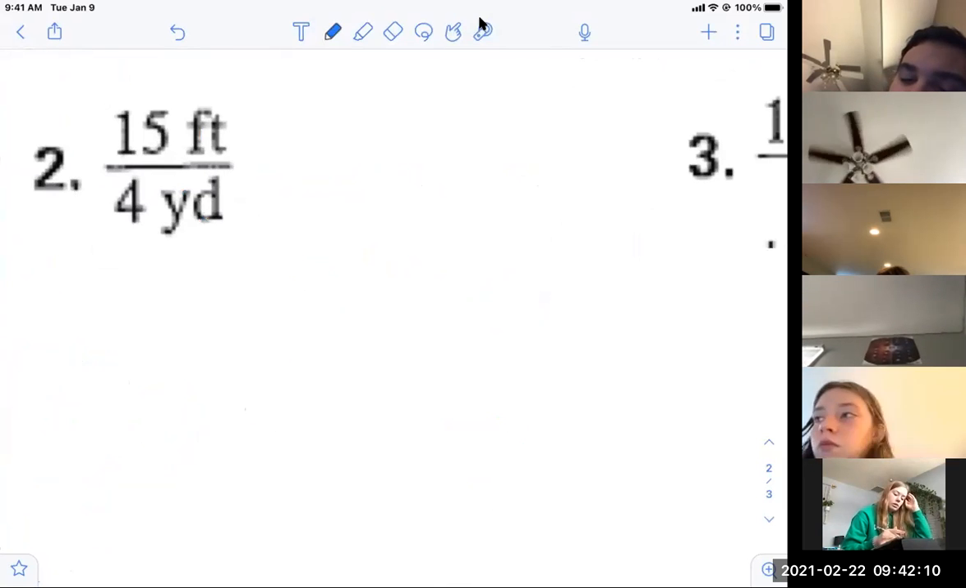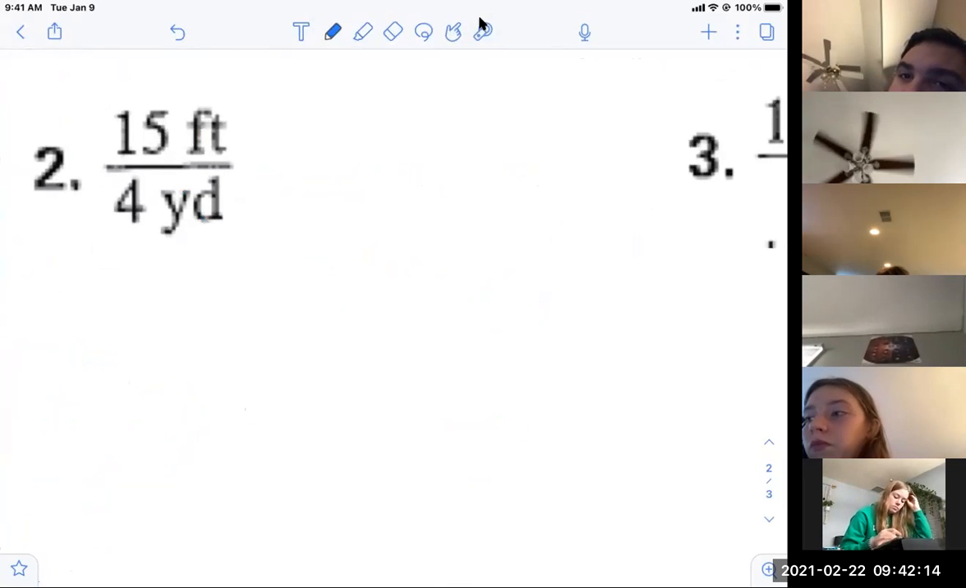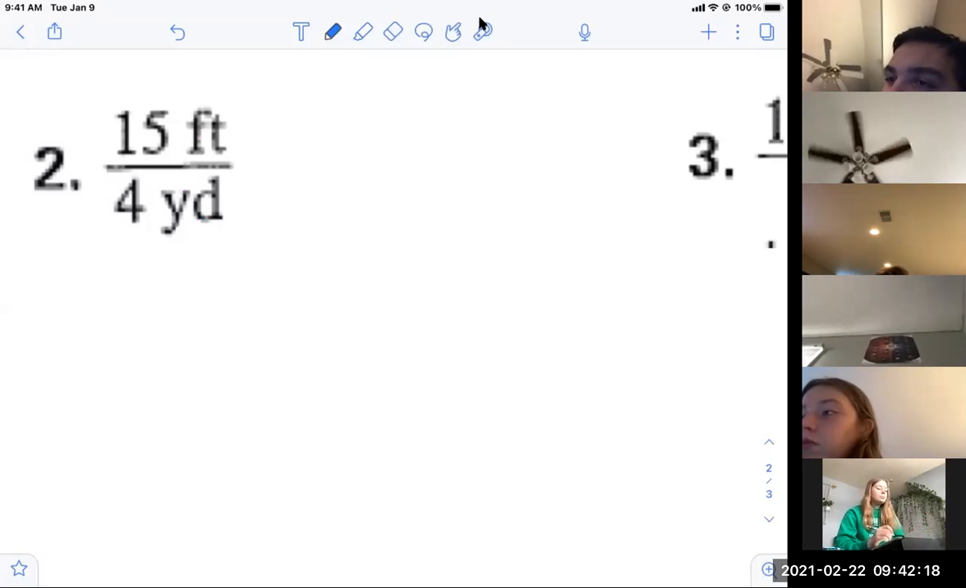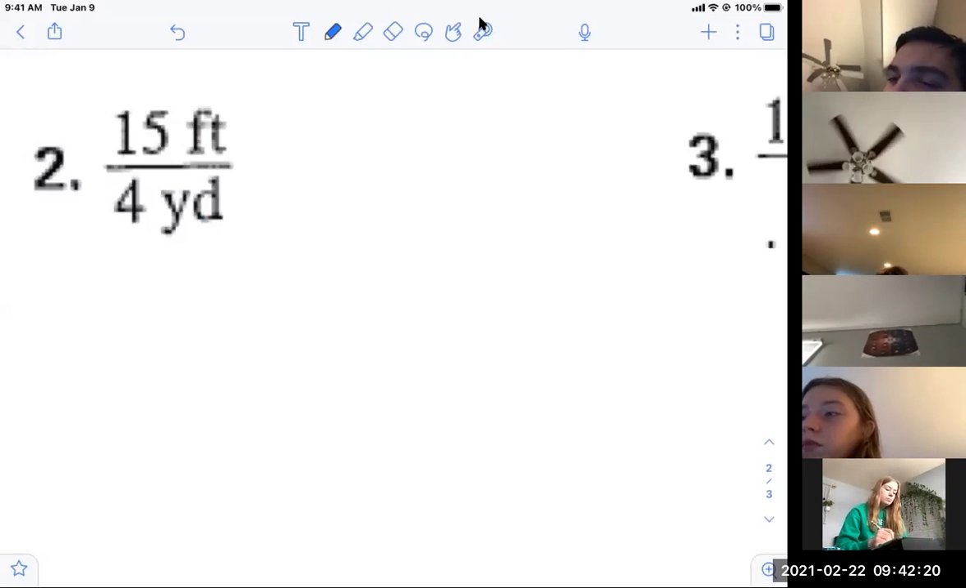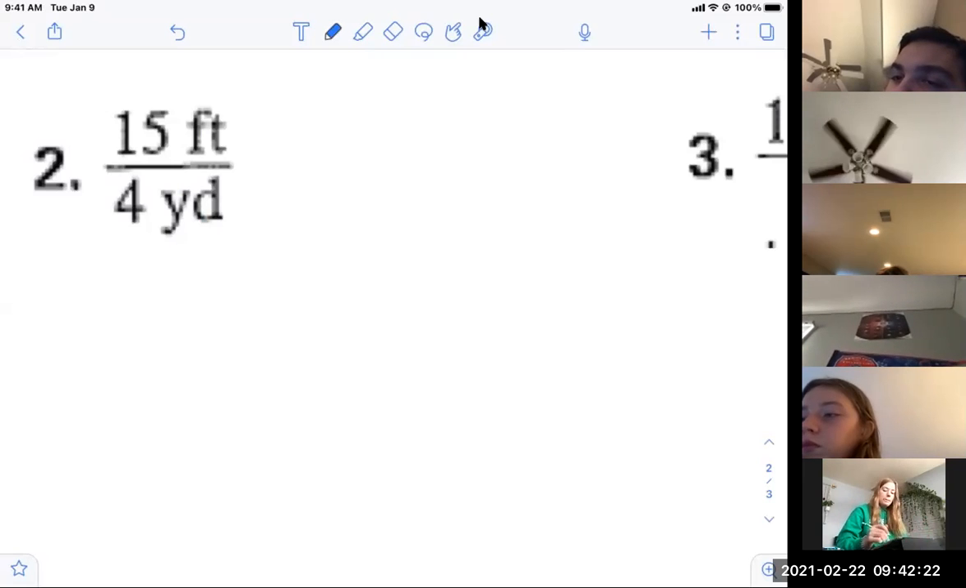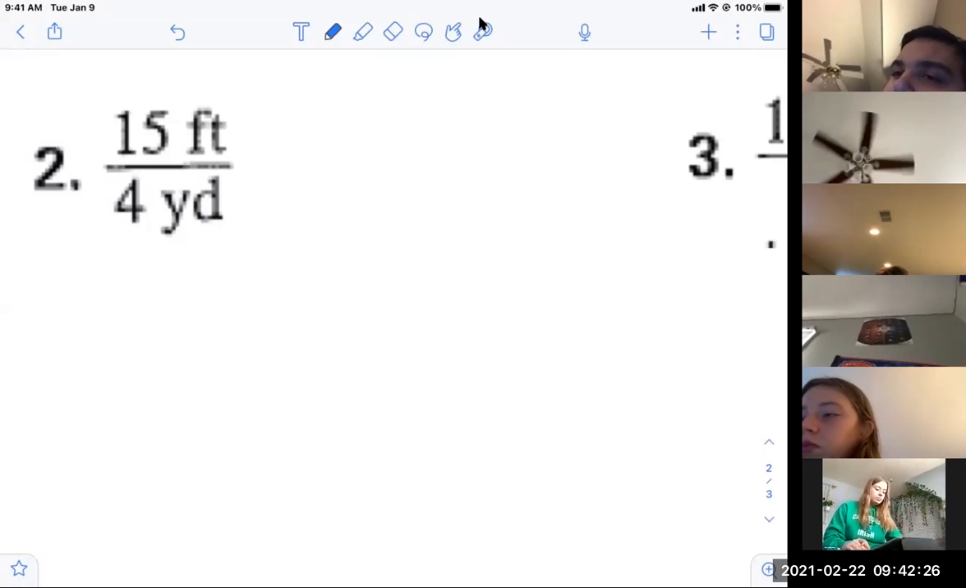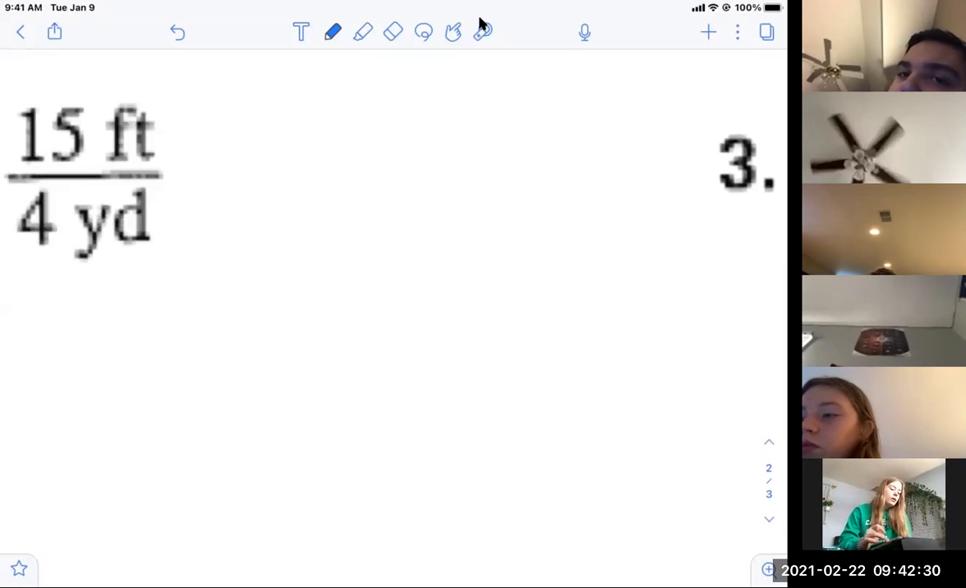Anybody that feels like they can tell me how to do this one? I don't think I've talked to Izzy, Blair, Kara, Sadie, or Peter. Can somebody tell me what to do with this one? Ignore that 2 there.